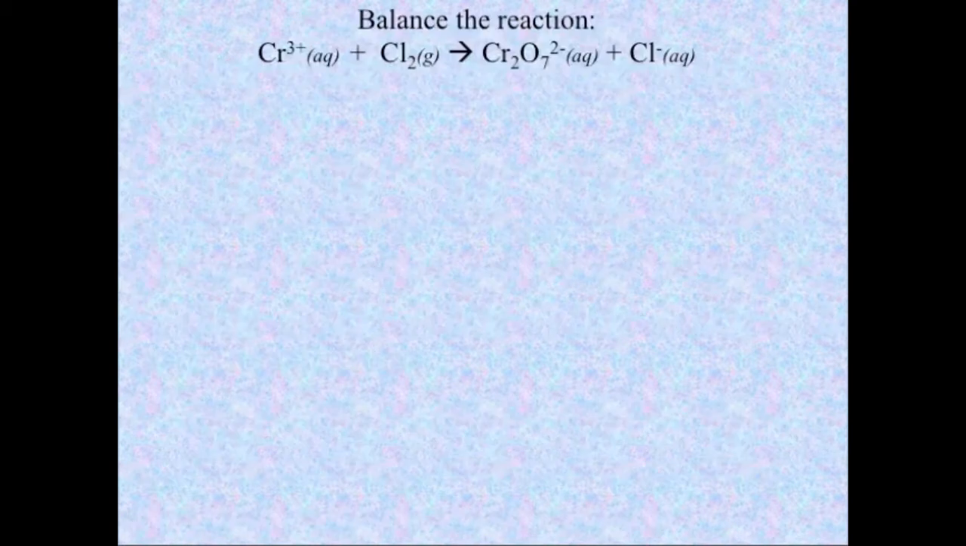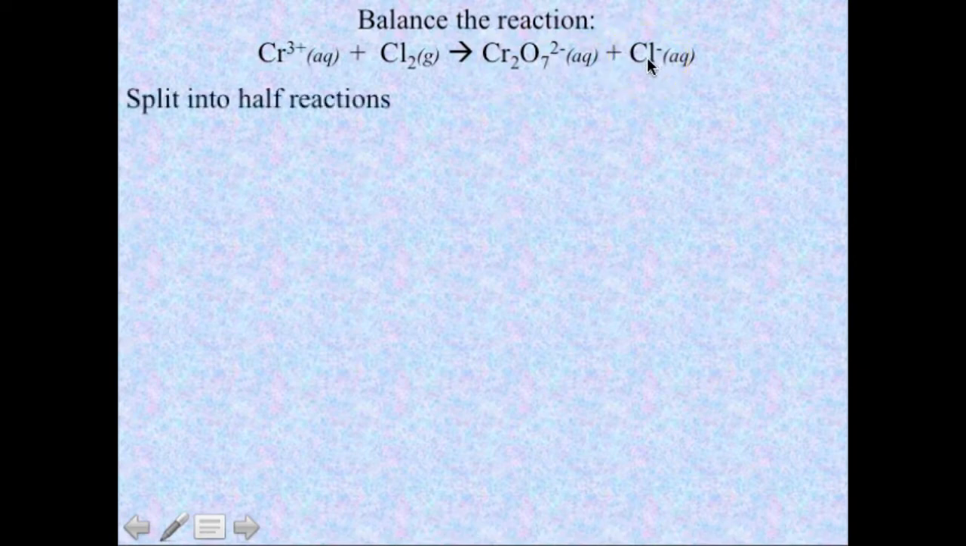So now we're going to balance the reaction of chromium 3 ion plus chlorine gas, forming the dichromate ion 2- plus chloride ion. And we'll use our BOHE equals plus mnemonic to help us. First, we've got to split this into half reactions. That would be the chromium ion going to dichromate and the chlorine gas going to chloride ion.